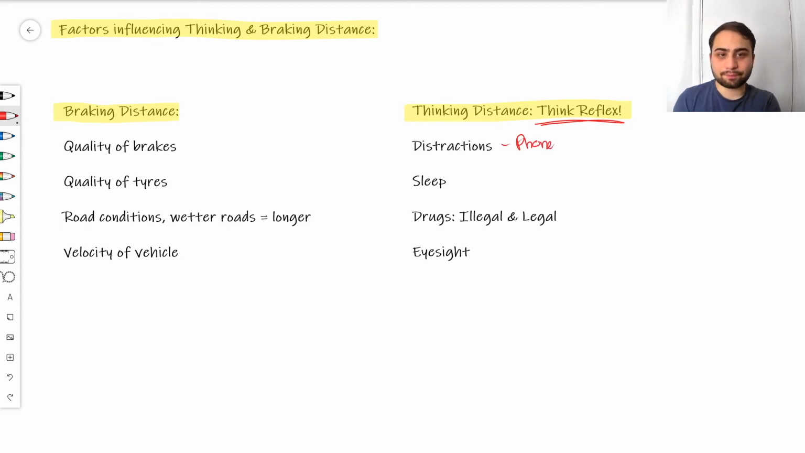This could be phones, conversations, anything. If you're looking down at your phone or you're speaking to your passenger, it's going to take you much longer to see any threats and then actually react to that threat because you're distracted with your phone or your conversation. Now, number 2 is sleep. This is really how drowsy you are. Now think about it, you've just woken up in the morning, right?